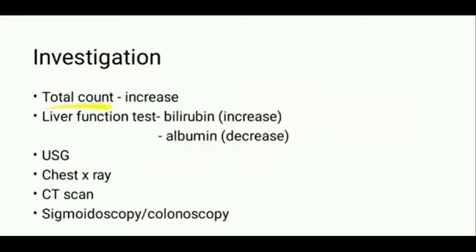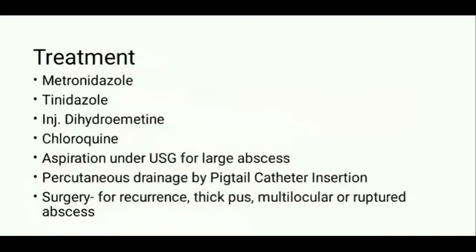Investigation: total count, which is increased, liver function test. In this, the bilirubin increases and albumin decreases. USG, chest X-ray, CT scan, sigmoidoscopy, and colonoscopy.